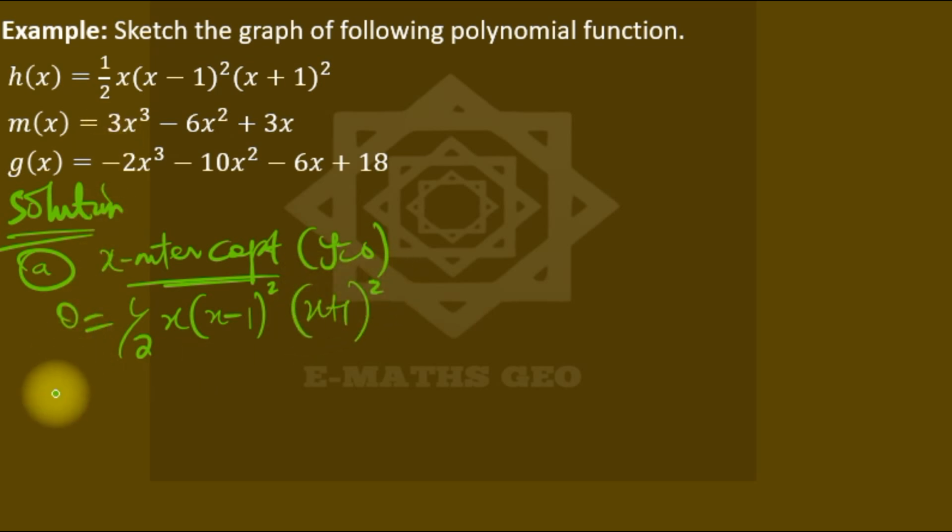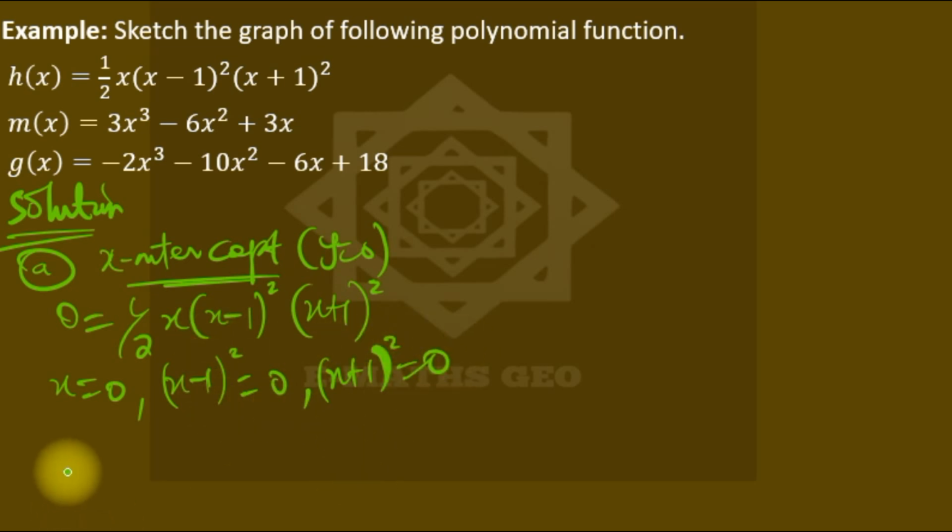So what do you have to do? You know, for a product to be 0, one of the factors must be 0. So it's either x is 0, or (x minus 1) squared is 0, or (x plus 1) squared is 0. With that, you see that x will be 0, or x is 1, or x is minus 1. So these are now the x-intercepts.